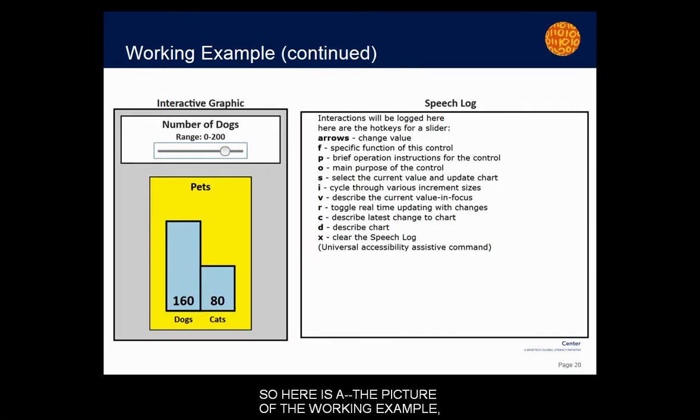So here is the picture of the working example. It's that same interactive graphic that I showed before with a slider that controls the number of dogs, and then 2 bars in a bar chart. One of them has to do with the number of dogs, the other has to do with the number of cats. That's the interactive graphic. On the right-hand side of the screen is the speech log, and it also has a list of the hotkeys that are built into that interactive graphic to allow users to access information when they need it. Next slide, please.